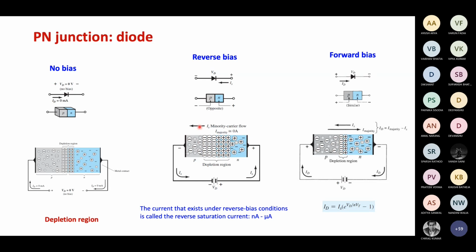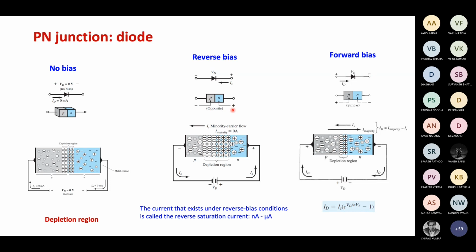When we have a reverse bias, the diffusion current becomes almost zero, and the only current that is left is the minority carrier current, and that is the reverse saturation current. It is denoted by IS. VD is the voltage applied across the diode. If VD is positive, it is the forward bias. If VD is negative, it is reverse bias.